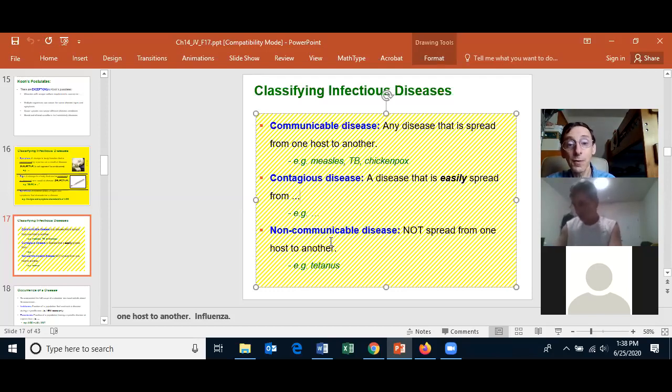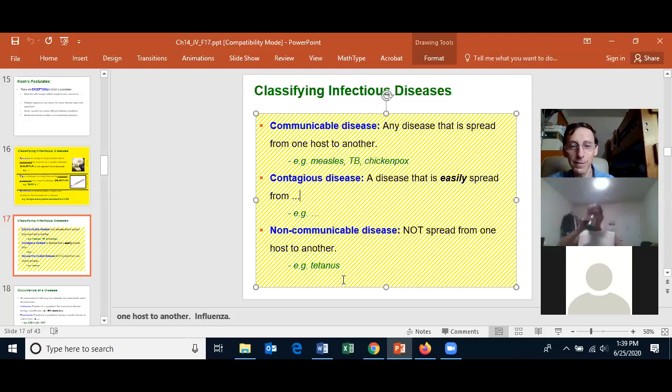A non-communicable disease is one that does not spread from one host to another. It can be, and usually is, caused by microorganisms like tetanus. And somebody brought up botulism. When one patient gets it, it's not going to spread from that patient to another patient. Okay?